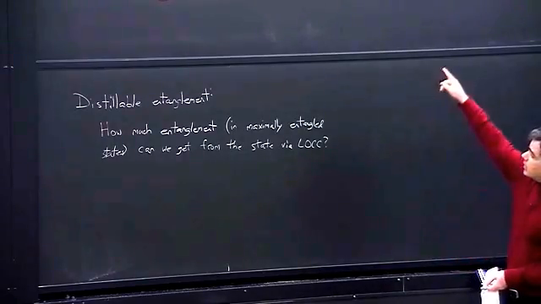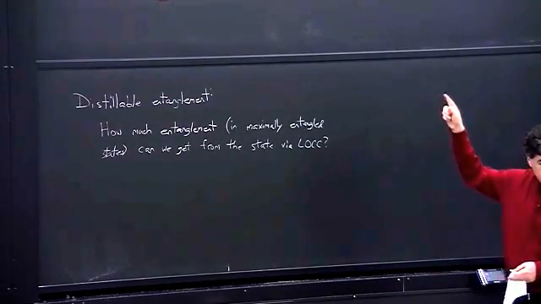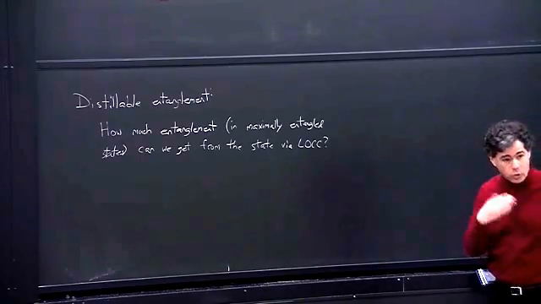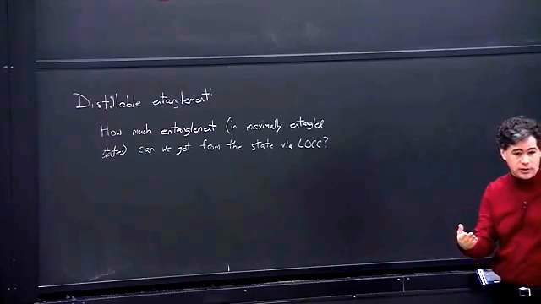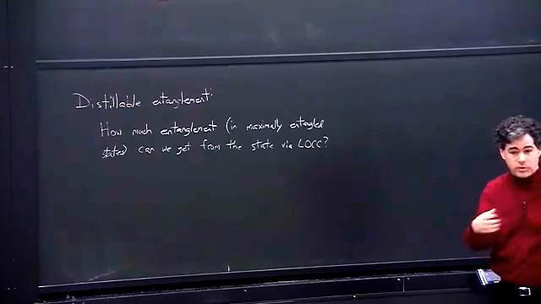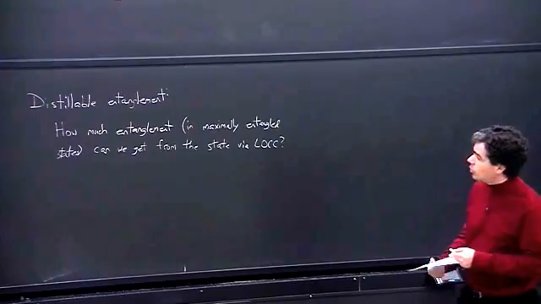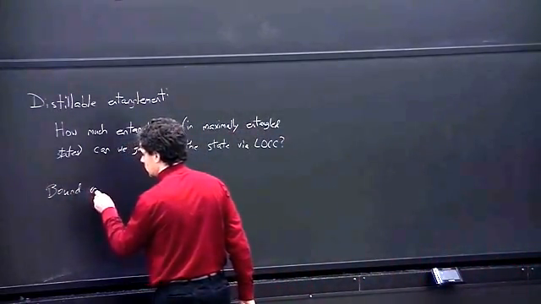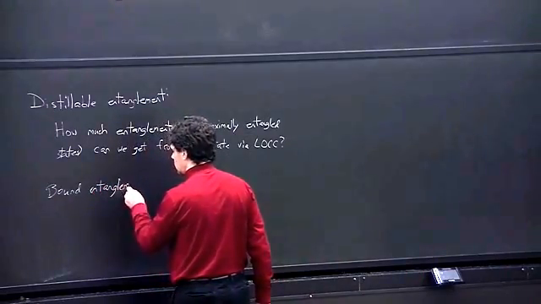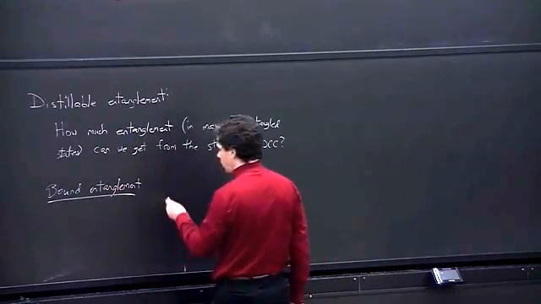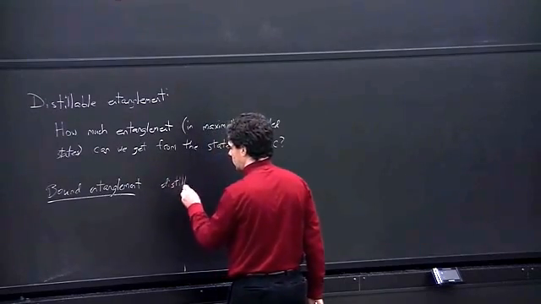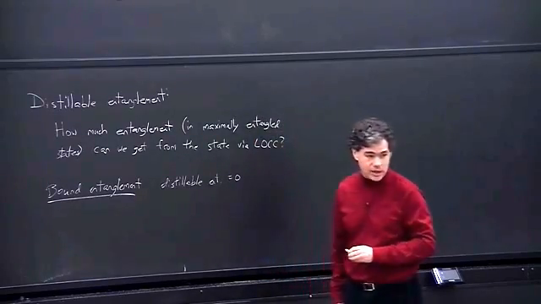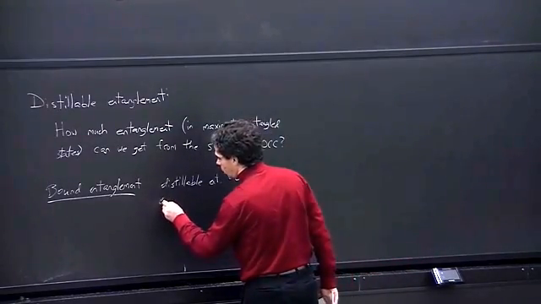But it turns out, in fact, that the distillable entanglement can be strictly less than the entanglement of formation. In fact, usually it's less than the entanglement of formation. It can take more entanglement to make a state than you can get out of it. There's some kind of inefficiency there. And moreover, there's even something called bound entanglement, where the distillable entanglement is 0. So you can't get any entanglement out of this. But the entanglement cost is non-zero.